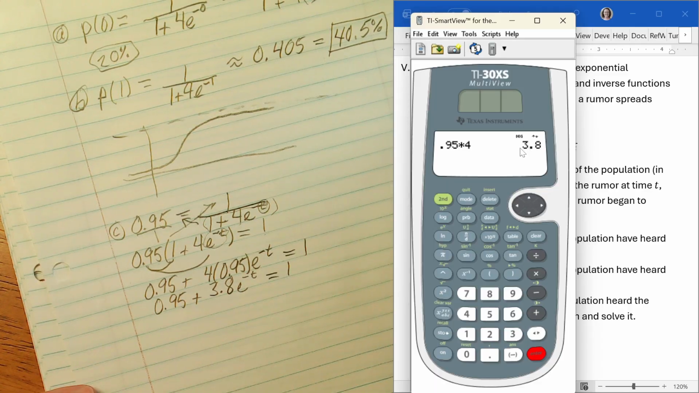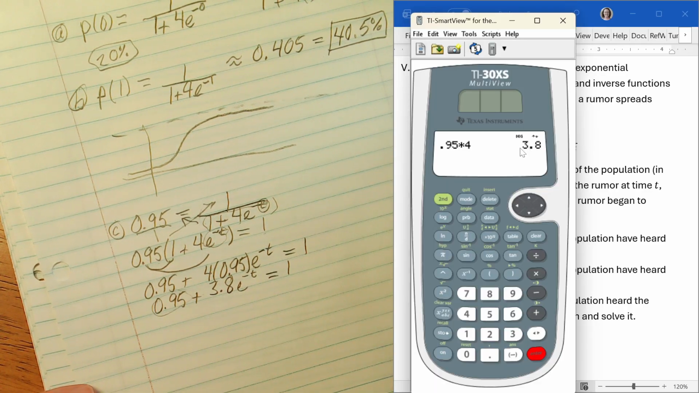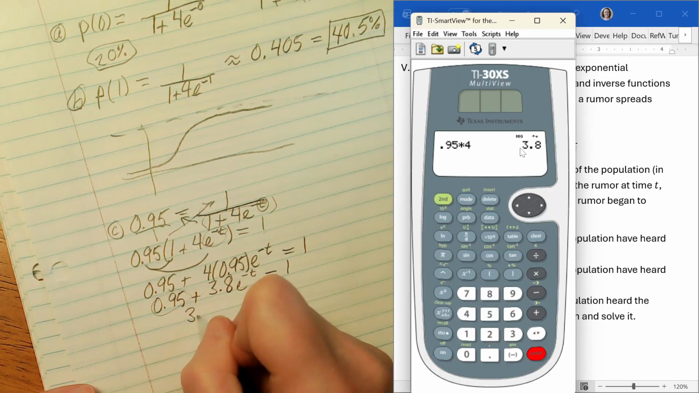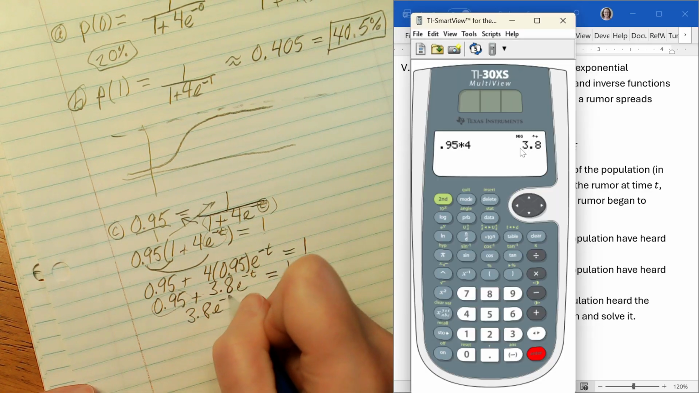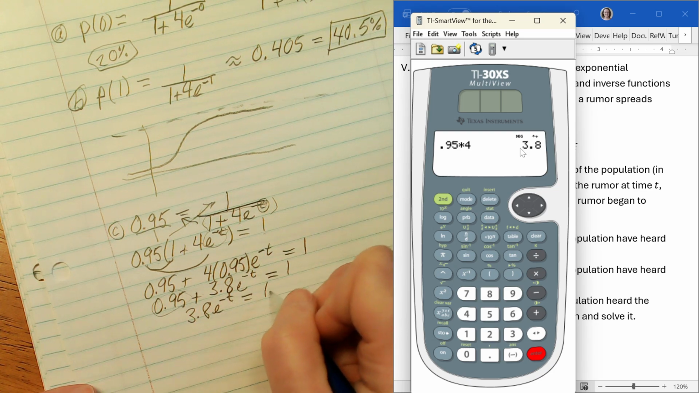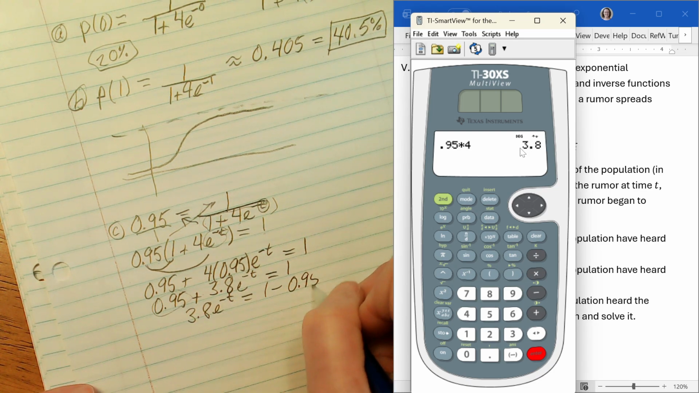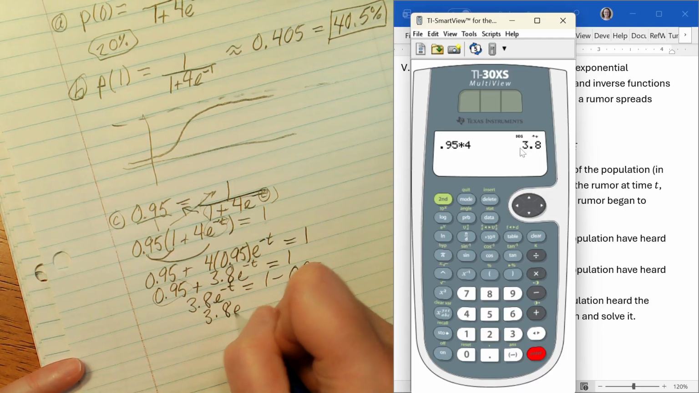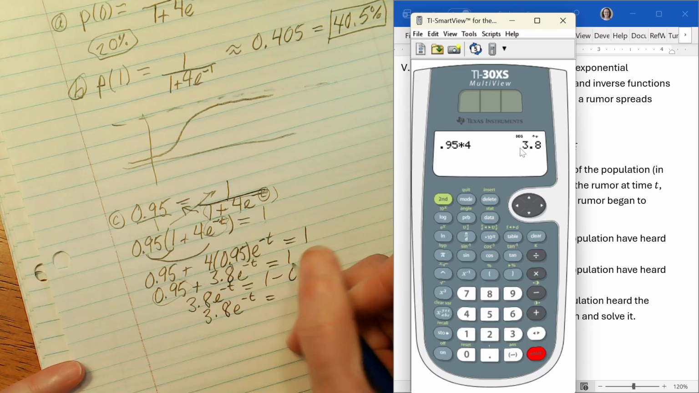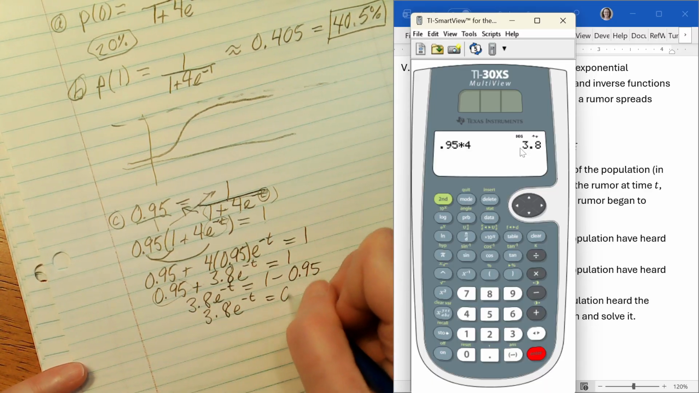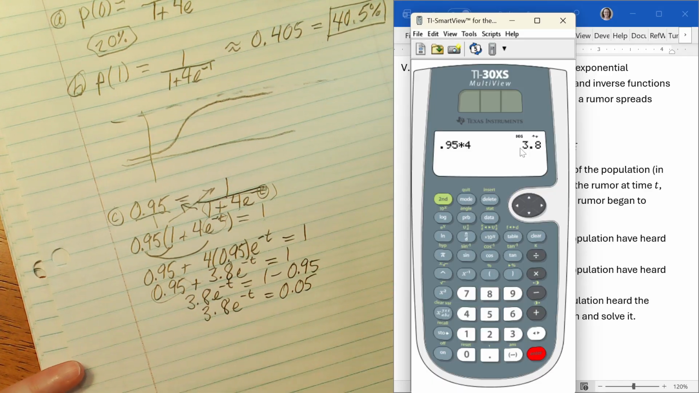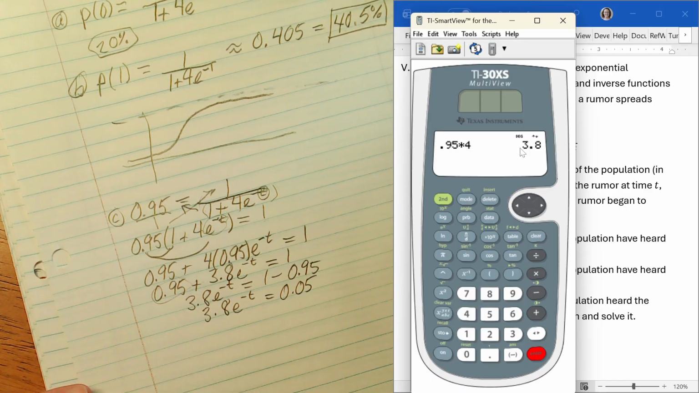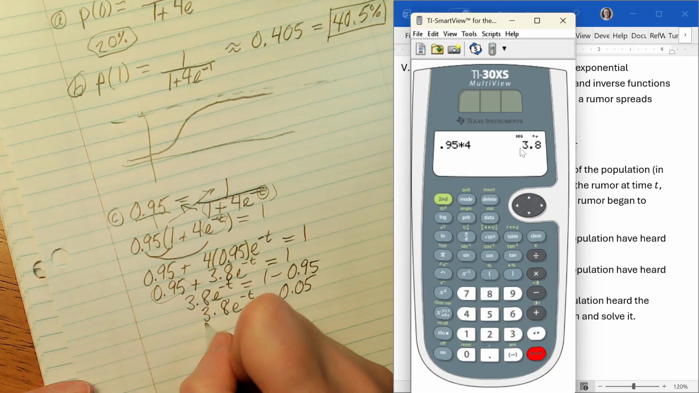Okay, anyway, now I'm going to subtract 0.95 from both sides. So it's going to be gone from the left side, and then it's going to be subtracted from the right side like this. And I can do that one in my head. That's going to be, it's like $1 minus 95 cents. I'm going to have 0.05 left. And now I'm going to divide both sides by 3.8.